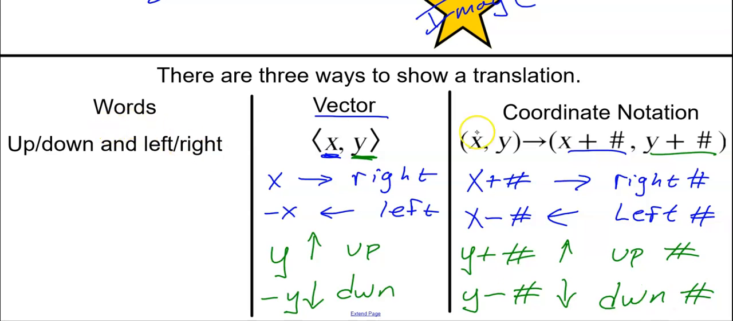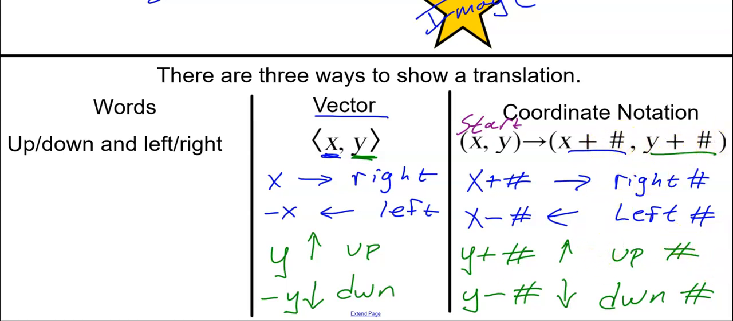Okay, so these are the three ways we can talk about a slide. I will use words to tell you about a slide. I will use a vector. Vectors tell you which directions and how far to go: right or left, and then up or down. And coordinate notation says the same thing. Coordinate notation says start at any point x, y. And then this arrow means map onto x going this far left or right, and y going up or down this far.